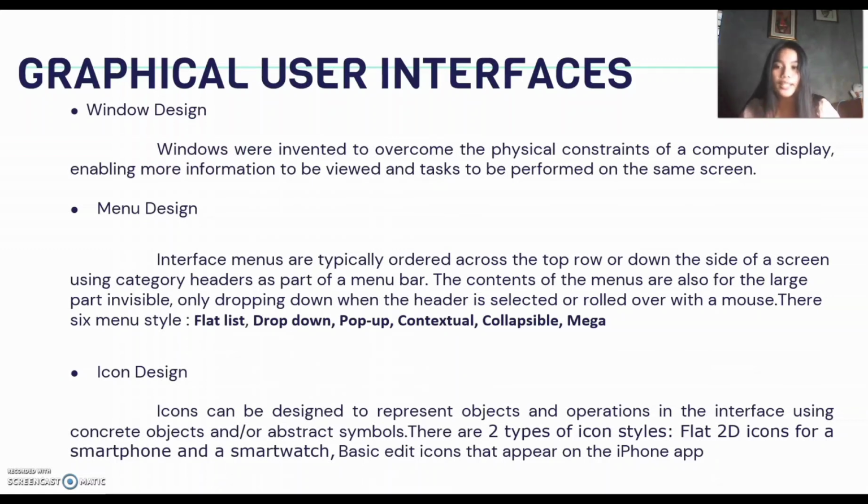Menu design. In the interface, menus are typically ordered at the top or run down the side of the screen, using category headers as part of the menu bar. The content of the menu is for the most part invisible, only dropping down when the header is selected or rolled over with the mouse. There are 6 menu styles: the flat list, drop down, pop up, contextual, collapsible, and mega.